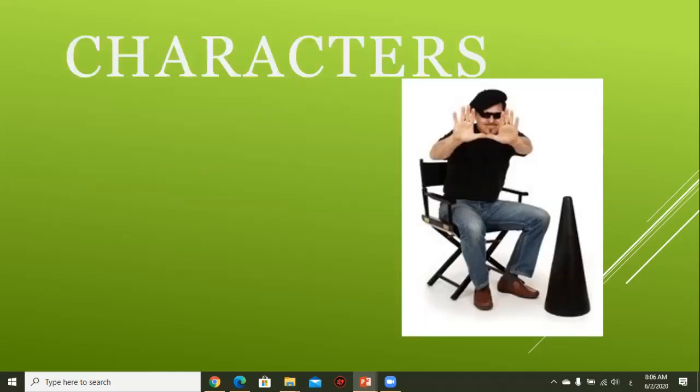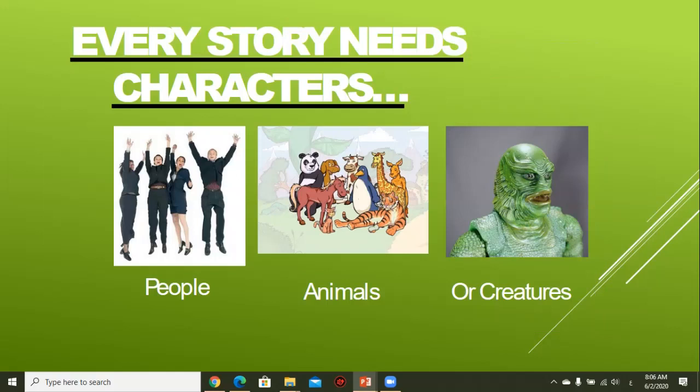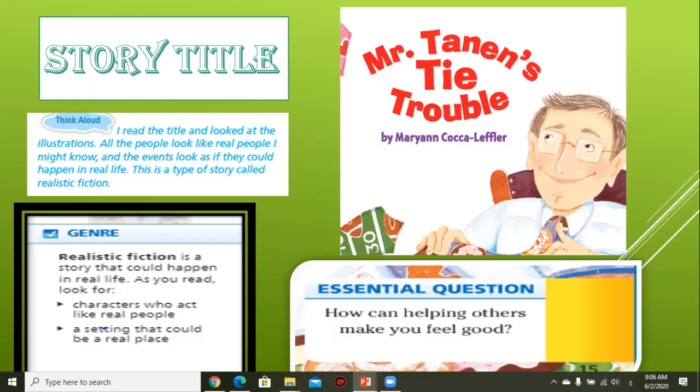Also, I want you to know about the characters. The characters have an important role. Maybe they are people, animals, creatures. For our story, Mr. Tannen's Tie Trouble, the title and illustrations play a very important part in our story, and the colors of the ties, everything in the story gives us hints and feelings for what will happen. Also, when you can help other people, you should feel good about it.